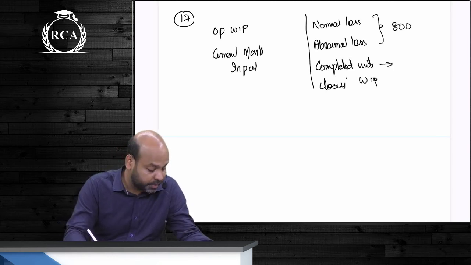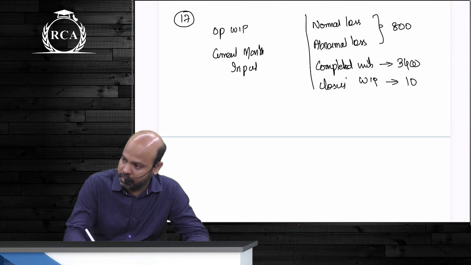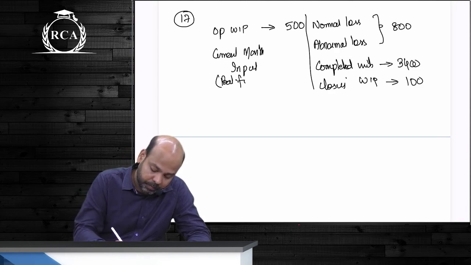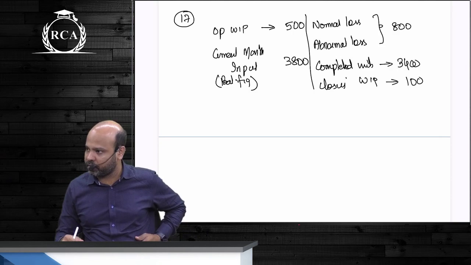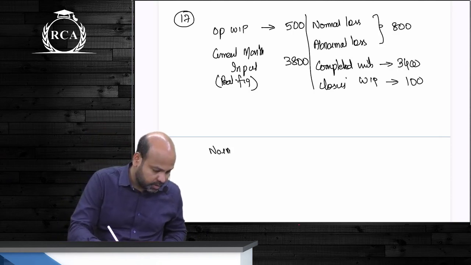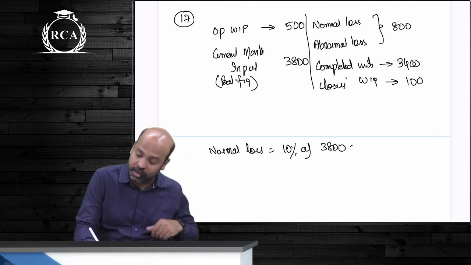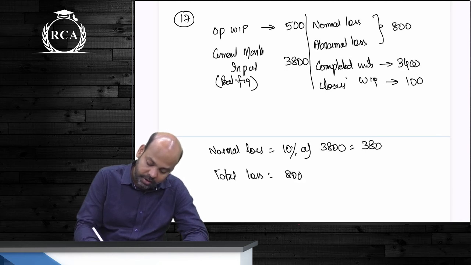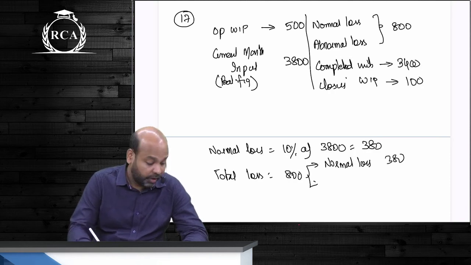Completed units कितना है बेटा? 3000. How much is closing work in progress? How much is opening work in progress? 500 guys. How much will be current month input? 3000. Now can I divide my losses into normal loss and abnormal loss? How much should be your normal loss beta? 10% of current month input, 3,800. That is 300 and total loss is how much guys? 800. इसमें से normal loss कितना हुआ बेटा? 380. How much will be abnormal loss? We are done with the first 2 bits.